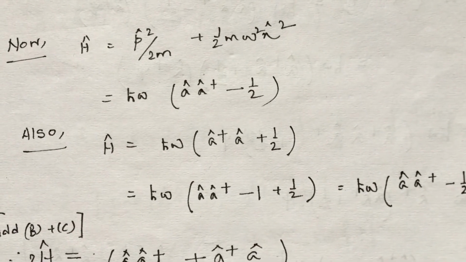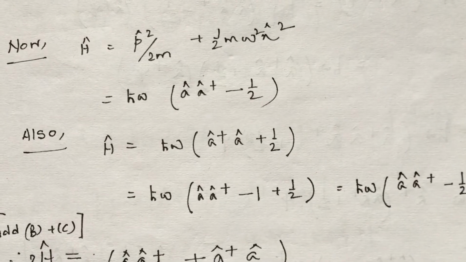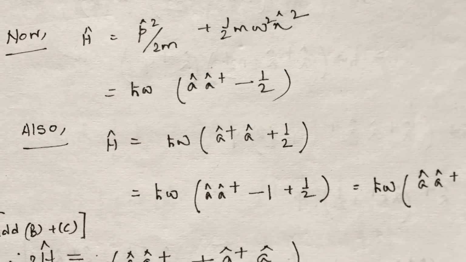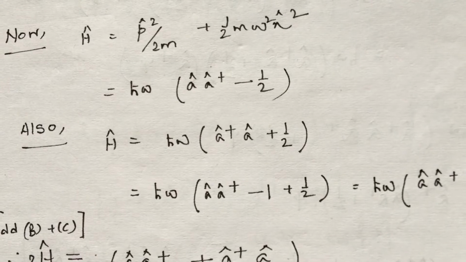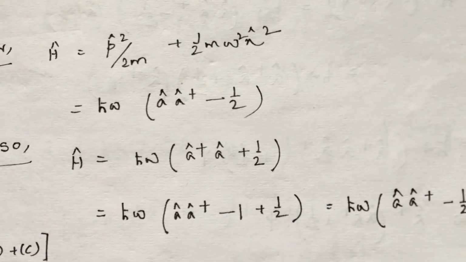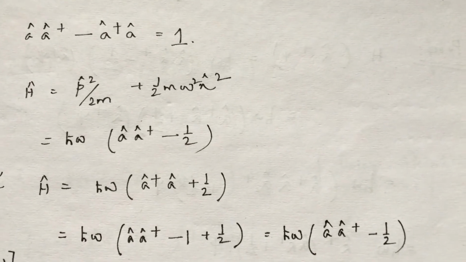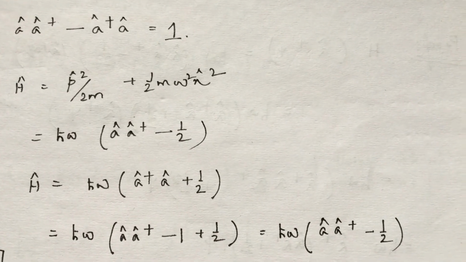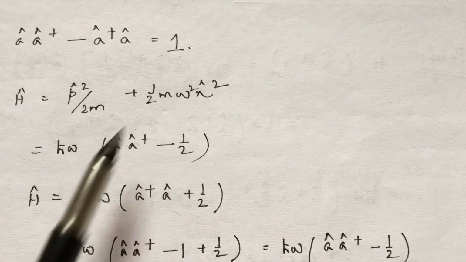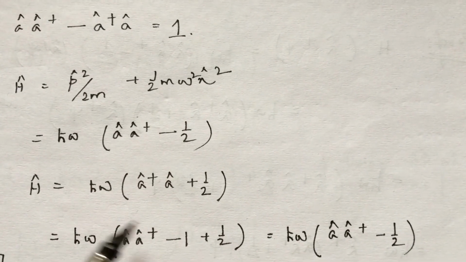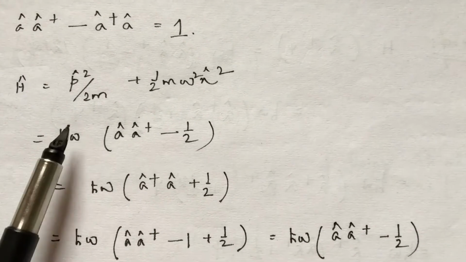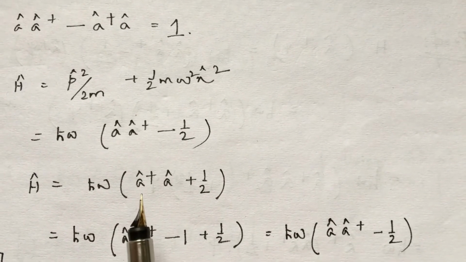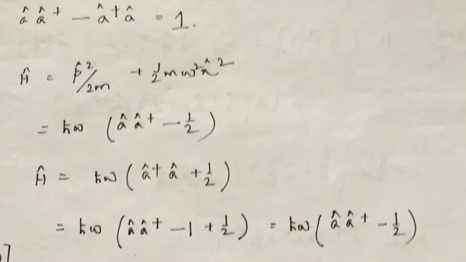Now starting with the Hamiltonian again, which is a summation of kinetic energy and potential energy, I have used equation B, and I obtained H equal to h cross omega, A A dagger minus half, and from equation C I got this. Again, using this commutation relation, here I have obtained the same relation for the Hamiltonian. What we have obtained here is using simply equation B, but in this step I have used equation C and the commutation relation of A and A dagger.